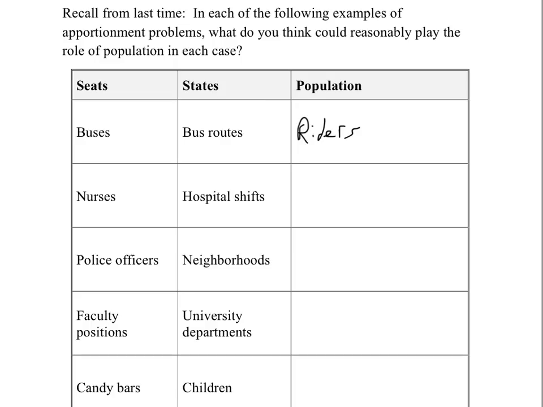So next example, nurses are allocated to hospital shifts based on patients. The more patients there are on one shift compared to another, the more nurses should be apportioned to it. Police officers are apportioned to neighborhoods based on incidents, perhaps. That's not the only possible answer. It could be based on population in the ordinary sense. It could be that the more crowded the neighborhood is, the more police officers are apportioned to it. Or you could say that the more crimes are committed, the more police officers should be apportioned. There's more than one possible answer here.